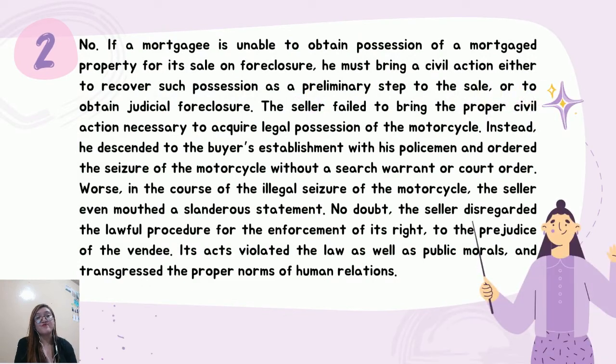The answer is no. If a mortgagee is unable to obtain possession of a mortgaged property for its sale and foreclosure, he must bring a civil action either to recover such possession as a preliminary step to the sale or to obtain judicial foreclosure. The seller failed to bring the proper civil action necessary to acquire legal possession of the motorcycle. Instead, he descended on the buyer's establishment with his policemen and ordered the seizure of the motorcycle without a search warrant or court order. Worse, in the course of the illegal seizure of the motorcycle, the seller even mouthed a slanderous statement. No doubt, the seller disregarded the lawful procedure for the enforcement of his rights, to the prejudice of the vendee. His acts violated the law as well as public morals and transgressed the proper norms of human relations.